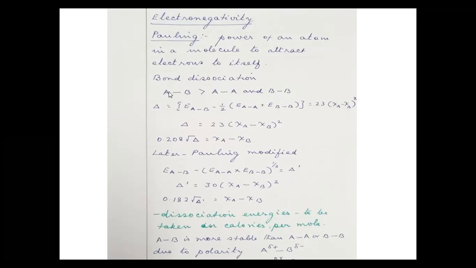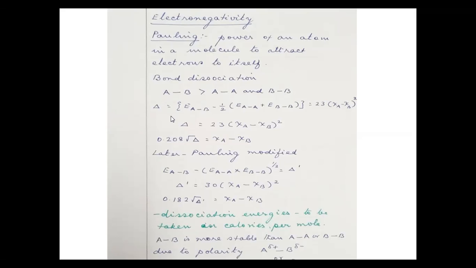And then he calculated, if A and B are combined, what is the energy to be spent to break this bond? By observation, he found that the bond dissociation energy of AB is greater than the dissociation energies of AA and BB. So he wanted to find the difference between the bond dissociation energy of AB and the arithmetic average bond dissociation energy of AA and BB.